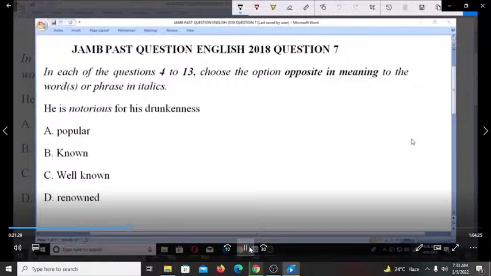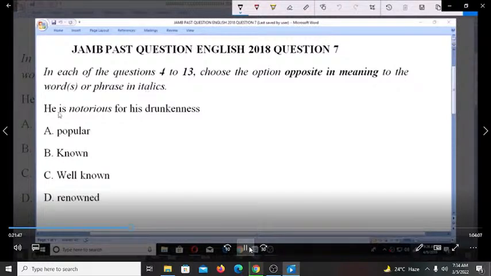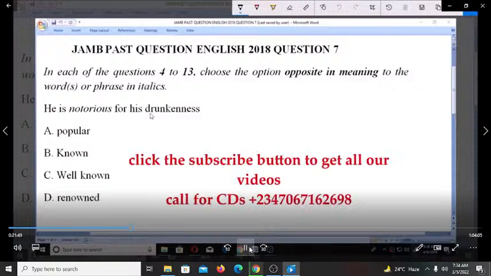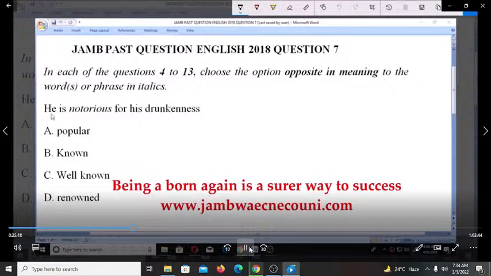Hello, welcome. Let's look at this JAMB past question, English 2018, question number 7. In each of the questions 4 to 13, choose the option opposite in meaning to the word or words or phrase in italics. He is notorious for his drunkenness. The word in italics is notorious. The options are A, popular, B, known, C, well-known, D, renowned. So which of the following has meaning that is opposite to the word notorious?